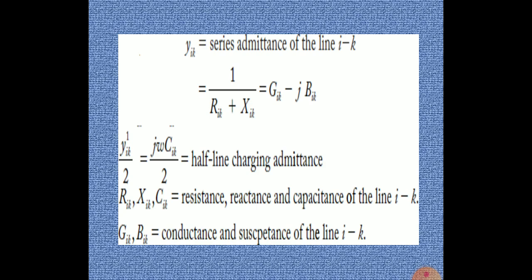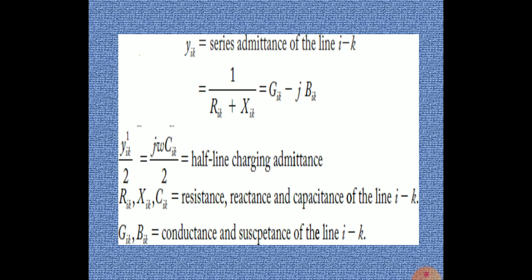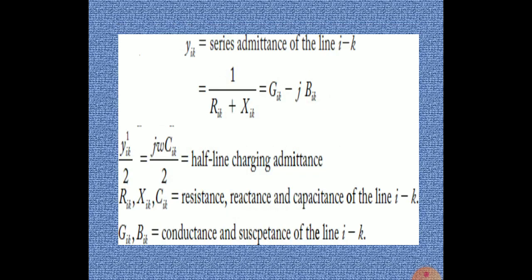G of Ik is equal to R of Ik divided by R of Ik the whole square plus X square Ik, and B of Ik is equal to X of Ik divided by R of Ik the whole square plus X of Ik square. This value we got by taking the complex conjugate on numerator and denominator and equating the left hand side and right hand side. We will get the equivalent value for G of Ik and B of Ik, where G of Ik is the conductance and B of Ik is the susceptance of the line I to K.